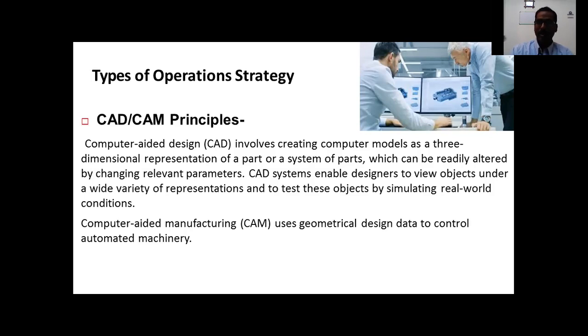CAD model to view all the 360-degree angles and see how it is suitable for real world conditions through these simulations. Computer-aided manufacturing uses geometrical design data to control automated machinery. So this also helps in the production of a thing through computer automation.